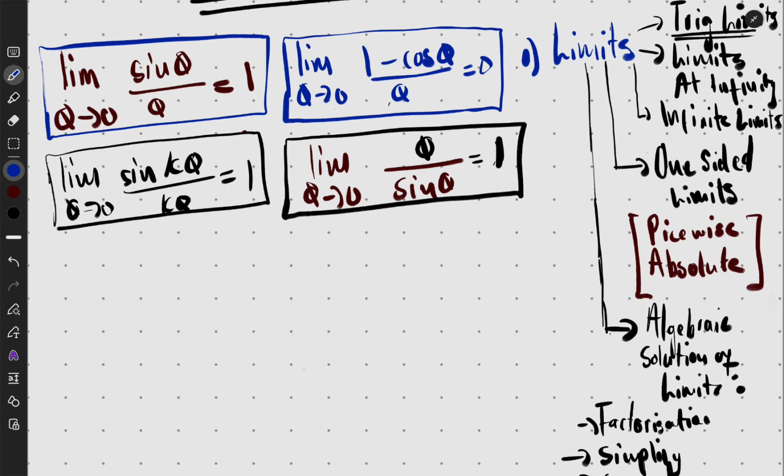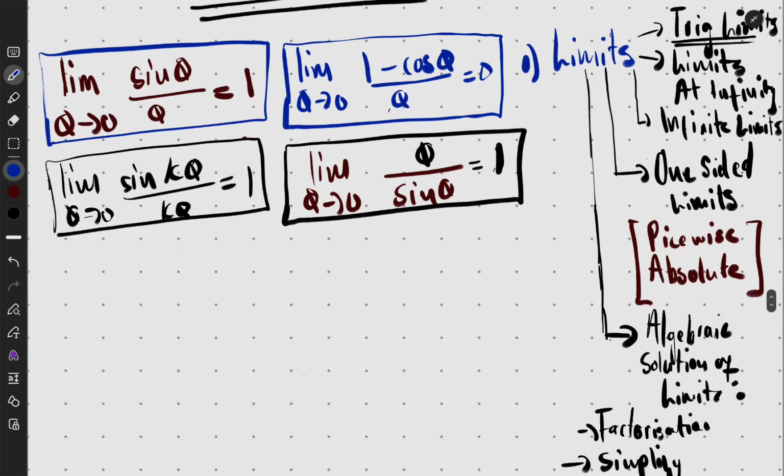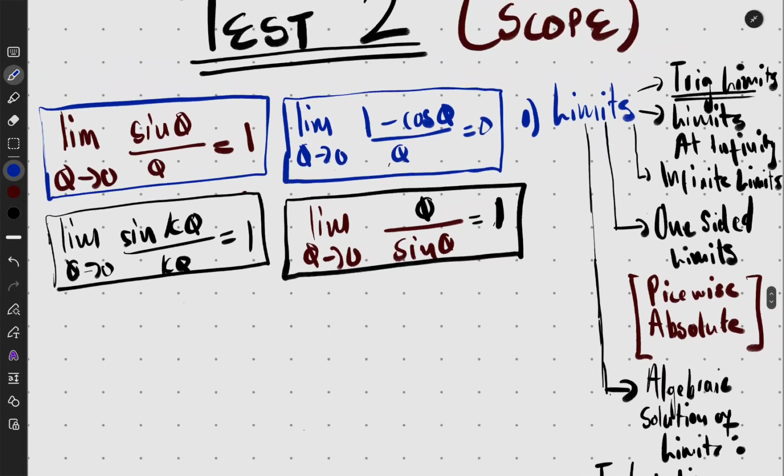Maybe I shouldn't solve right now. I'll solve later. Let me just do the data blasting. Blasting you with data. We're doing what we call data blasting. Let's do the other limits.